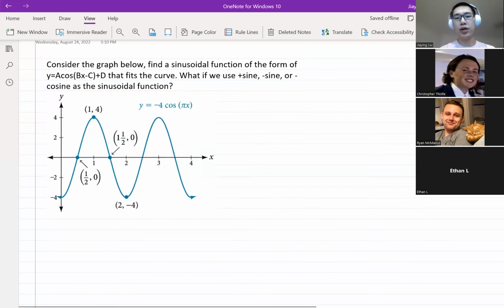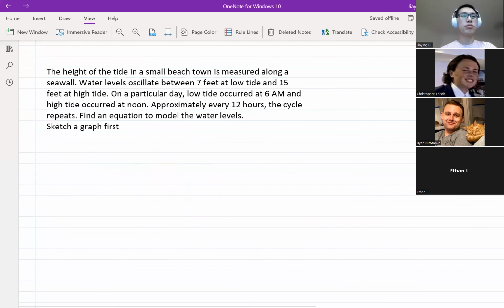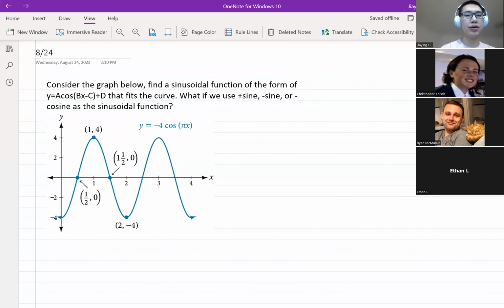So I have quite a few problems that I posted here. Don't worry about trying to copy the actual problems down because it might take a while. So let's just work with what we have here.